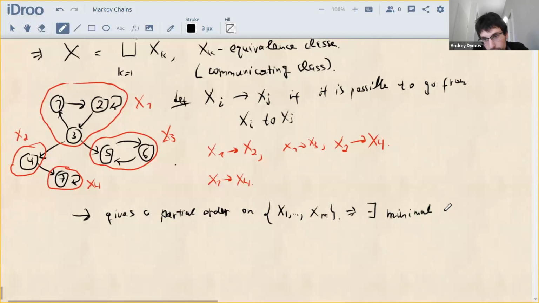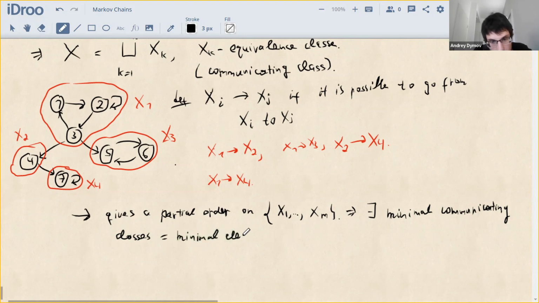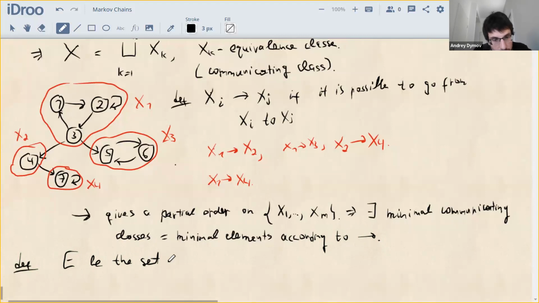Minimal communicating classes, which are defined as minimal elements according to this ordering. And I will denote their set E be the set. Well, this is also the definition. E be the set of minimal communicating classes. This is not definition but notation.